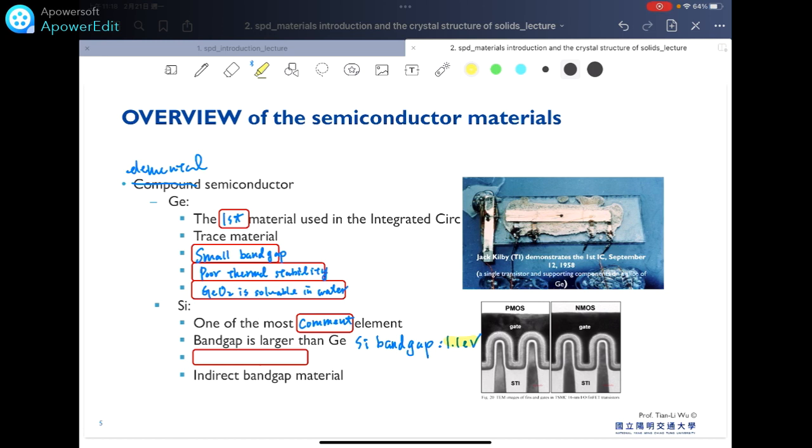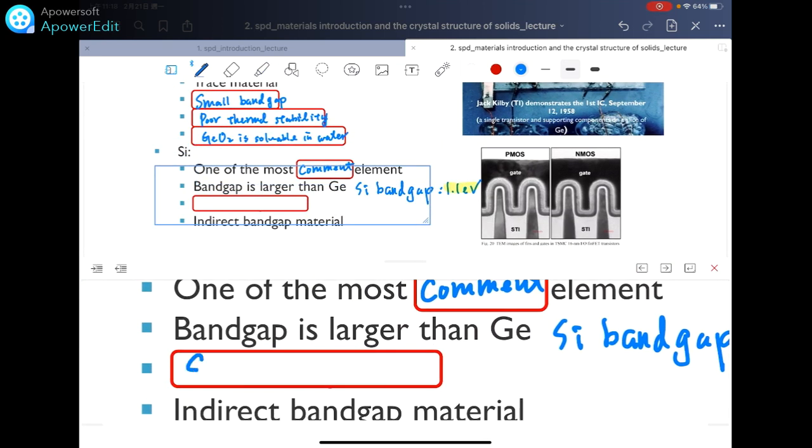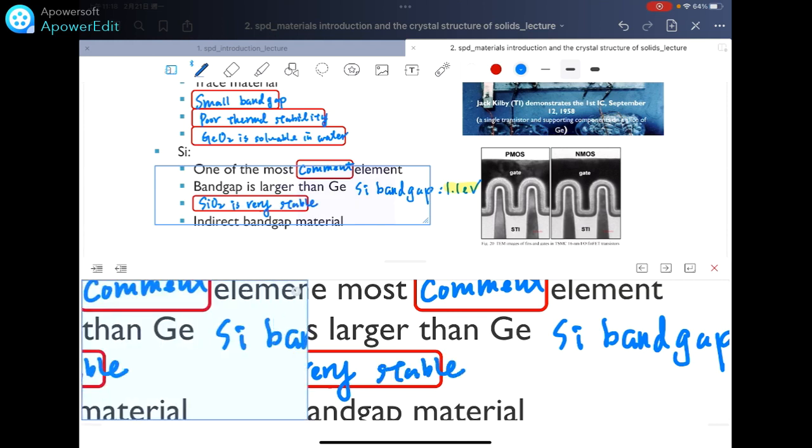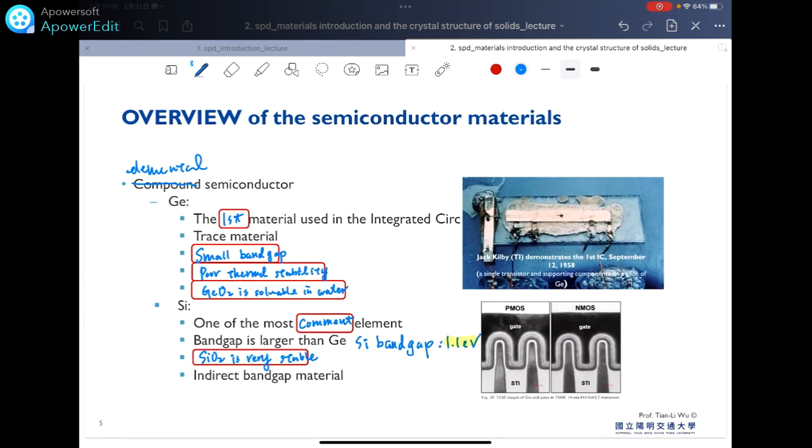And then the most important part for silicon is that we can form what we call silicon dioxide as an insulator. It's very stable. So silicon dioxide is very stable, and that's why the MOSFET based on silicon technology became the main technology for the last 60 years, because of the advantage of using silicon dioxide as an insulator.